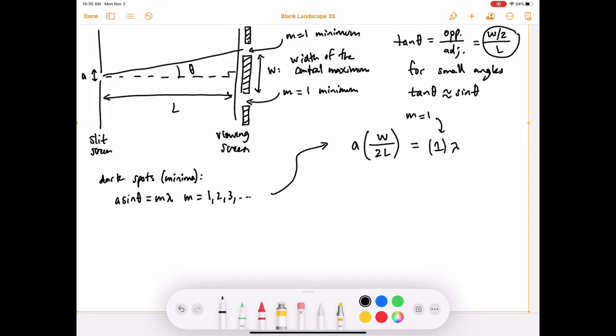And actually, I should be careful here. This is not exactly equal. This is an approximation, which gives us W is approximately equal to 2L times lambda divided by A. Again, only valid for small angles. That's where this came from.